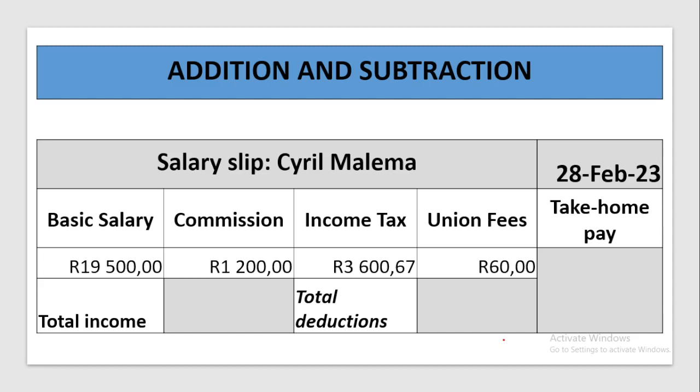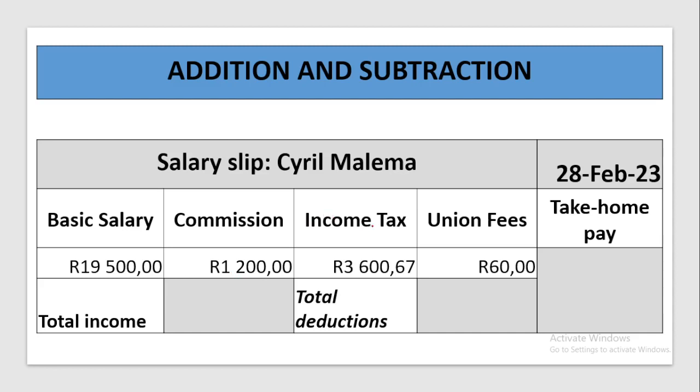So this is a payslip. It's a sample payslip of Cyril Malema, and the payslip is for 28 February 2023. This is an employee of your media company, and you are paying the person 19,500. Because of bringing new customers or a new market in, you've given the person a commission of 1,200.